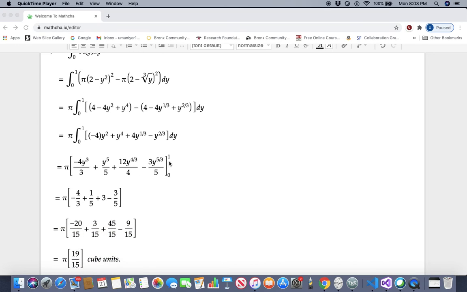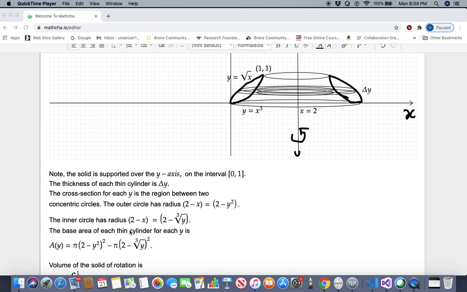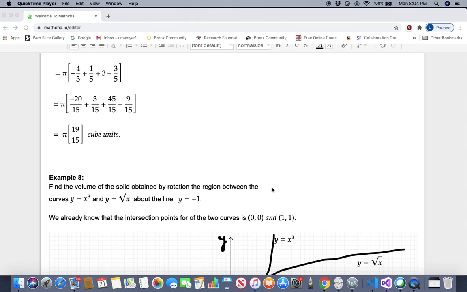At this point, all we do is substitute the limits. Limit y equals 0 gives me 0, so it's only y equals 1. Substituting y equals 1, I get negative 4/3, plus 1/5, plus 3, minus 3/5, with a pi outside. Assuming all my calculations are correct, that is the volume of the solid. Okay, the volume of this solid. All right, so the next example will continue in our next video.